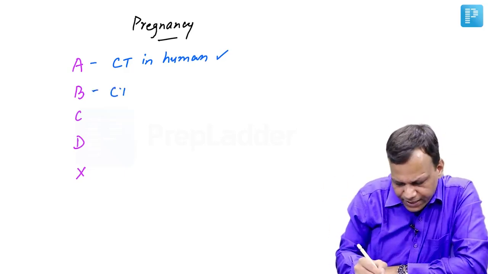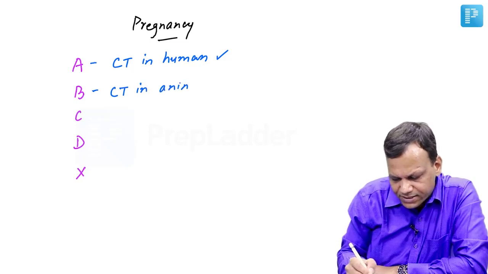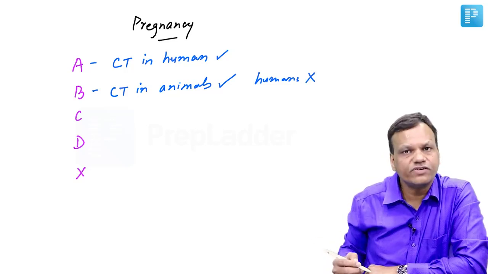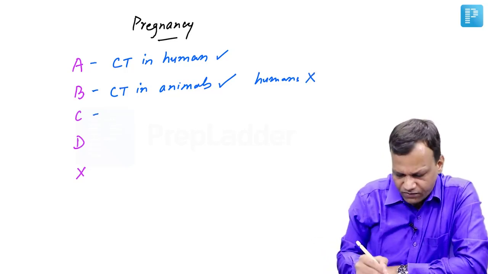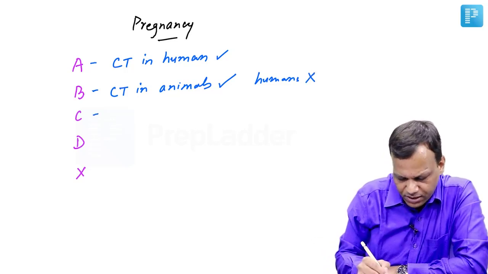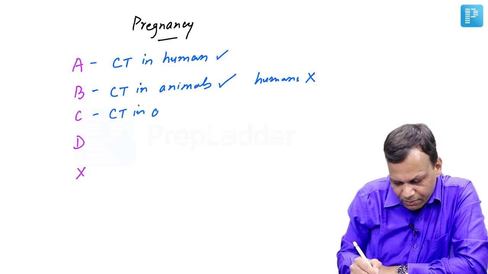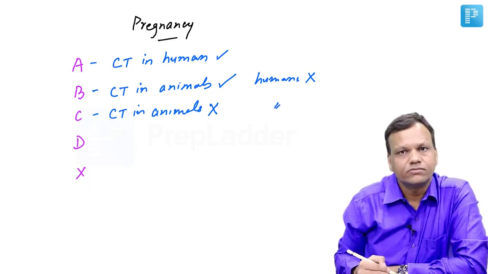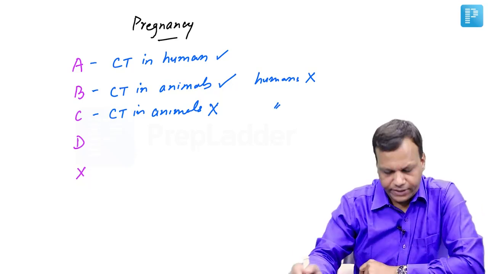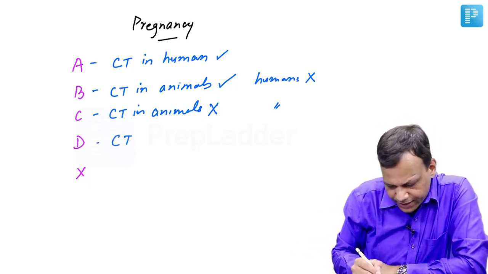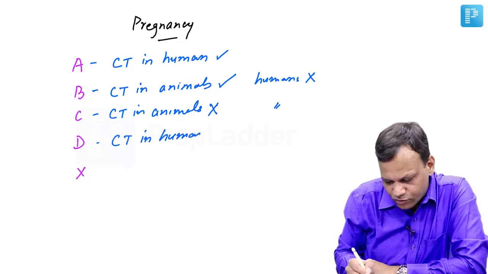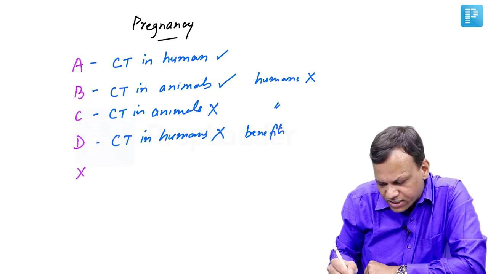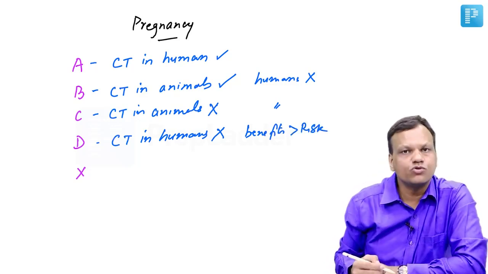B, in which clinical trials in animals have shown that the drug is safe, but human trials are lacking. Human trials are not sufficient. Drug C, in which not sufficient evidence is there, but clinical trials in animals are showing that the drug is teratogenic. Human trials are not there. But category D, in which clinical trials in humans have shown that the drug is teratogenic, but the benefits of the drug outweigh the risk to the patient. So still we can use sometimes.